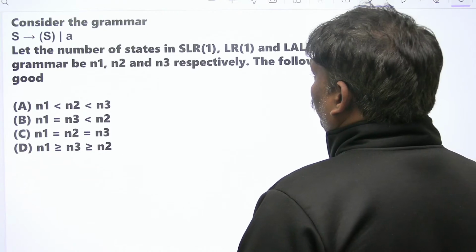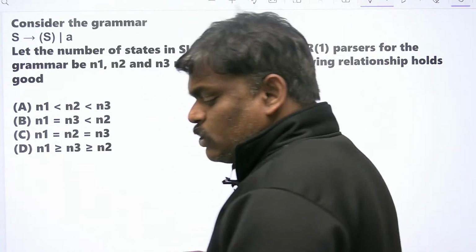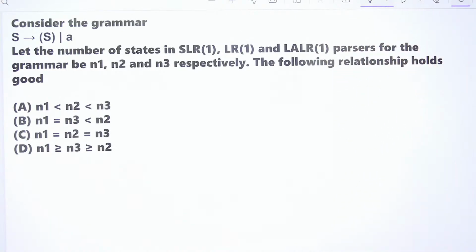I want to give one example, so I will explain this one. I will explain with the help of this example. So this kind of question you can expect in the exam.